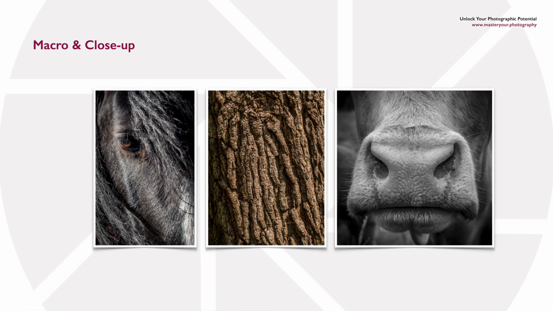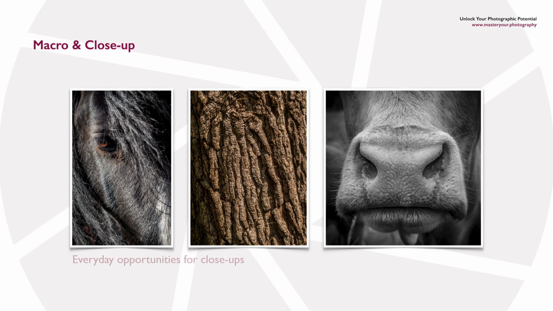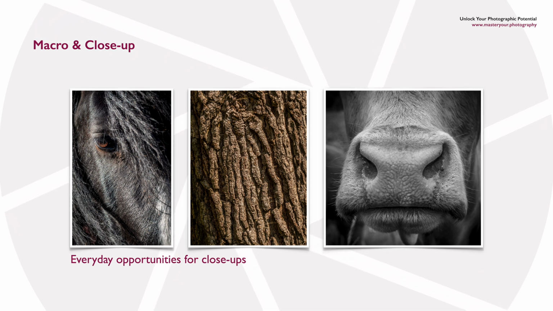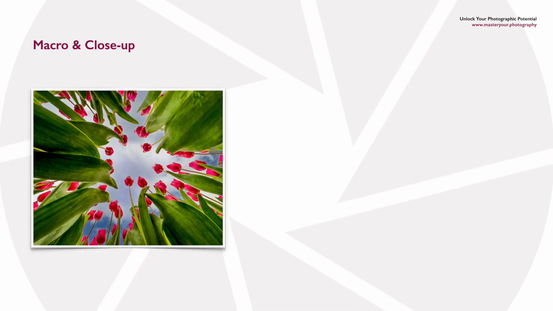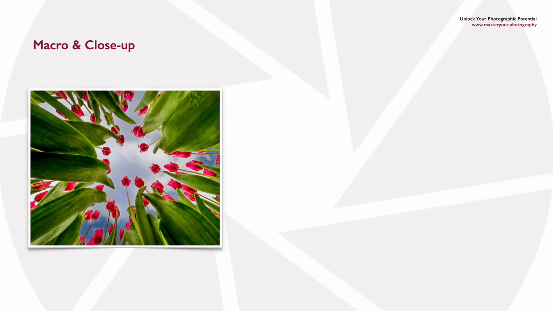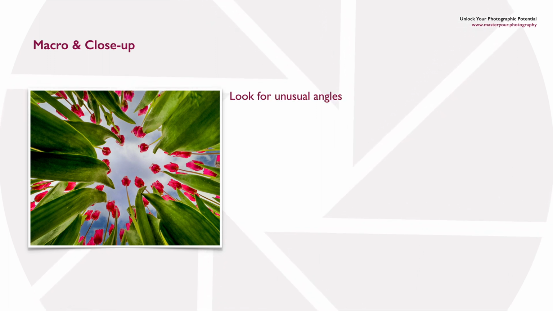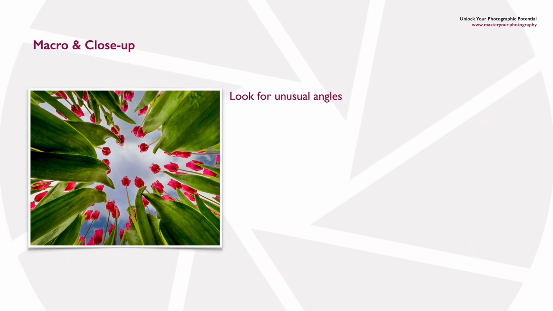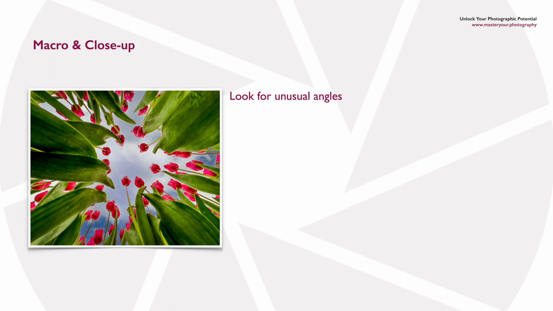Start to look for close-up opportunities in your everyday life. You'll soon learn how to spot them and find that you can actually create these kind of images using nothing more than a very standard basic camera or even your smartphone, which is a very capable device nowadays. Look for unusual angles, shots such as this one where the smartphone has been placed on the ground and we've got this lovely vibrant close-up of some tulips growing in a field.